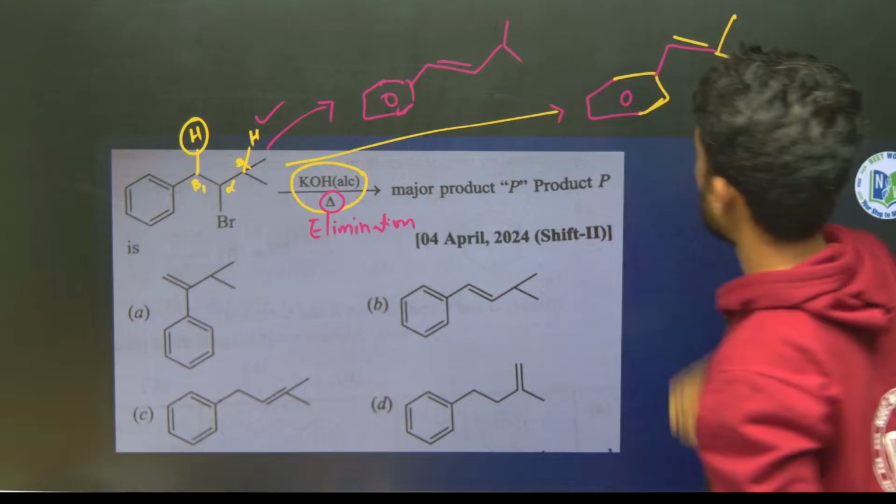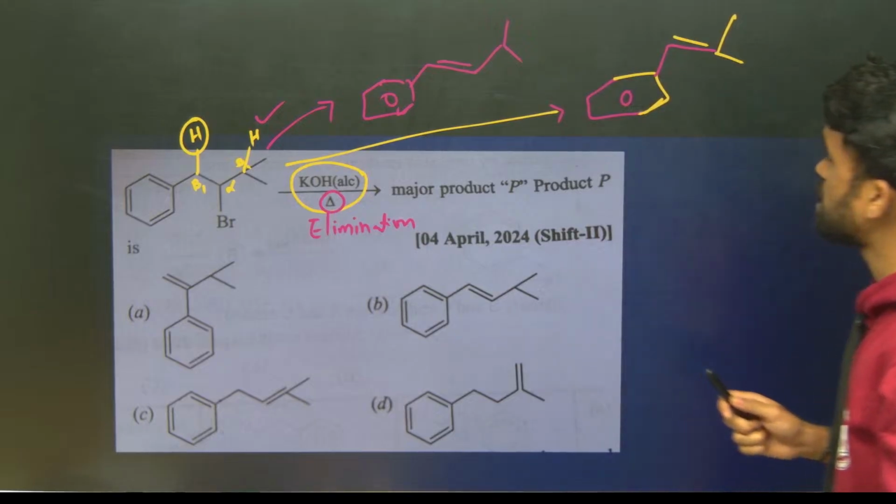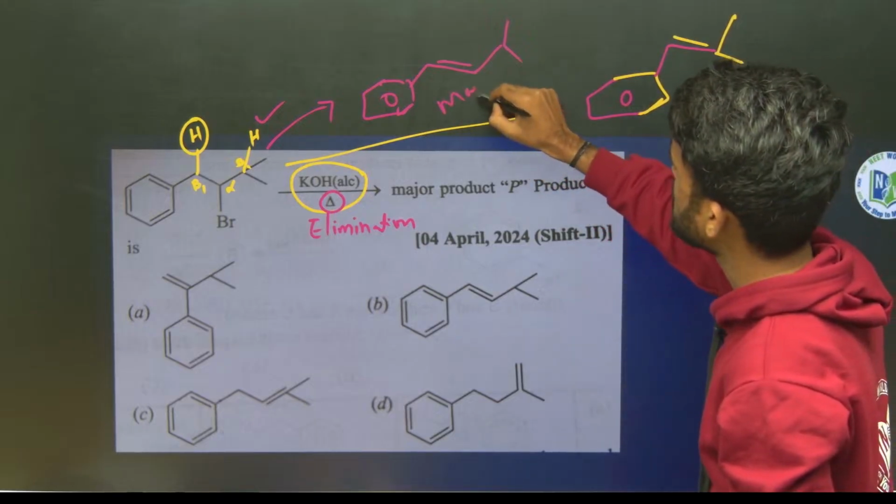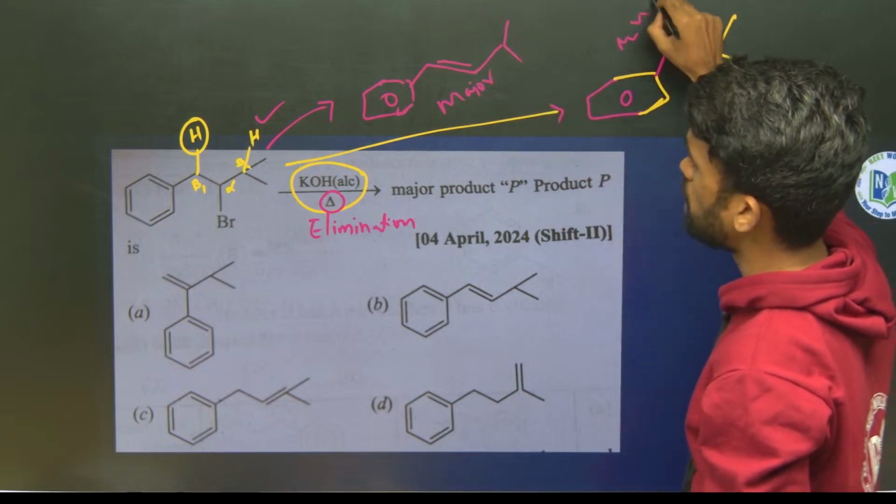Okay, we will get a product like this. But which is major here? The first one will be major and the second one will be minor here. So why is it major?